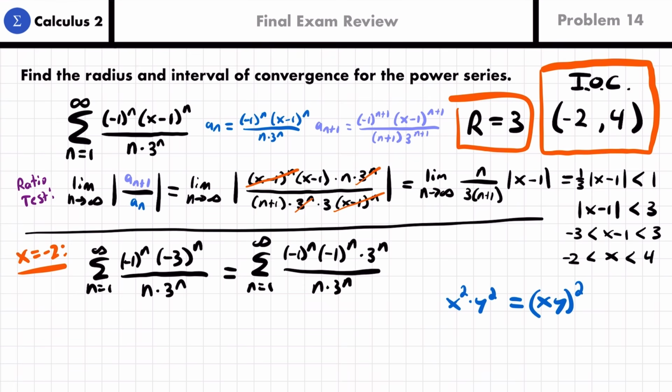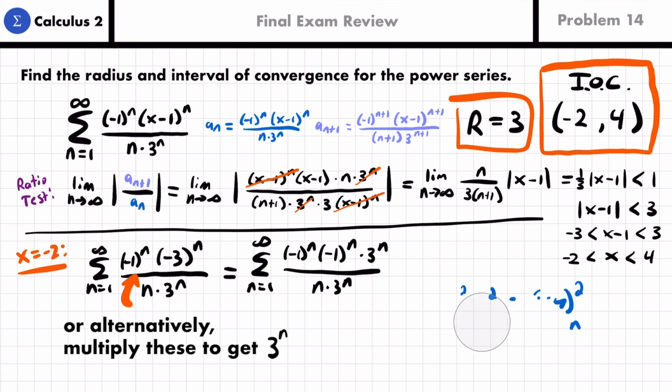It's just that in this case, what we have is -3 to the power of n, so you can break that up into two pieces of -1 to the power of n and 3 to the power of n. You can keep that same exponent, but then just multiply the bases. -1 times 3 is -3. So we're just reversing that process to get these two pieces.